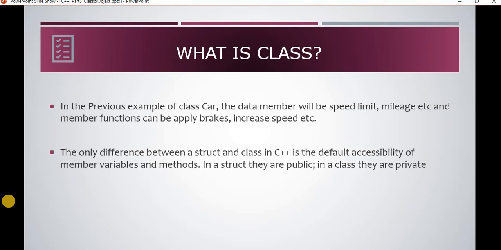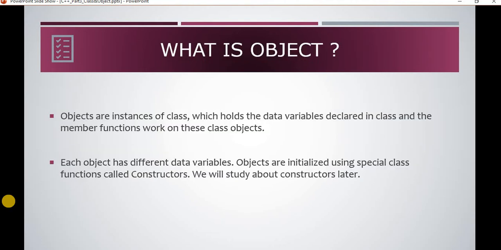A class is actually like a structure, but the major difference between structure and class is that by default in the structure, data members are public, but in the class all are private. You cannot access them directly in the class. Because of these access specifiers, classes are secure. Okay, what is an object?